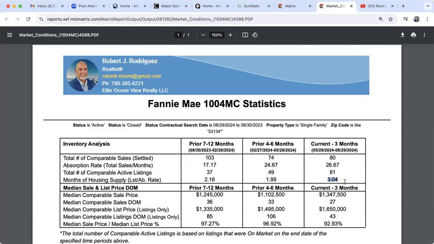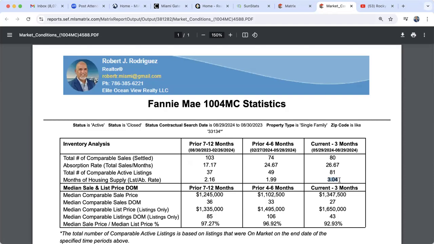So from 0 to 3 months of inventory is considered an extreme seller's market. Nine months or more of inventory is considered a buyer's market. There's too much inventory, not enough demand, and therefore it's a buyer's market. Anywhere in between is pretty much normal, what we call a balanced market. So where are we right now? We're right at the very top part of the seller's market.